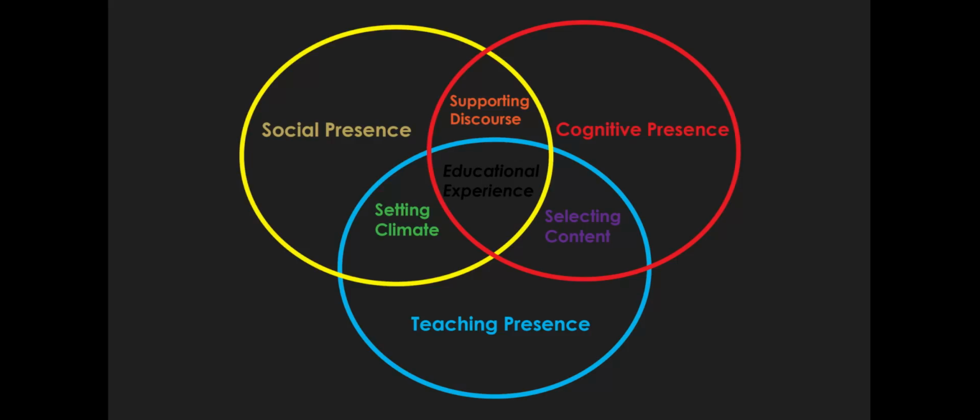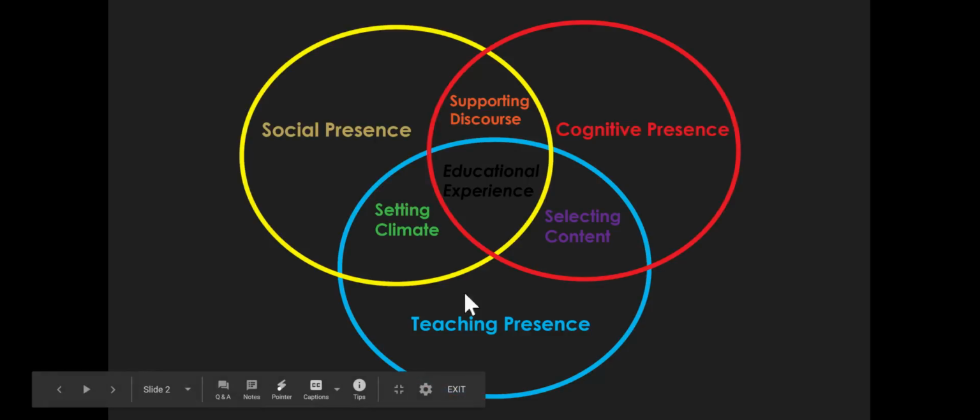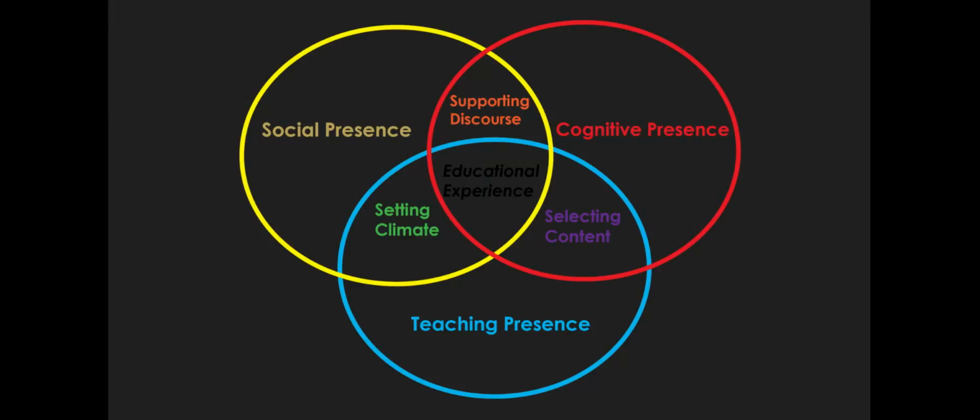The first thing I want to bring your attention to is that in any instructional context, you're dealing with three different presences. Social presence is your student's sense of belonging to a community. Cognitive presence is their ability to make sense, to make meaning out of the material. And teaching presence is everything that you do to enable your students to engage with each other and with the material.